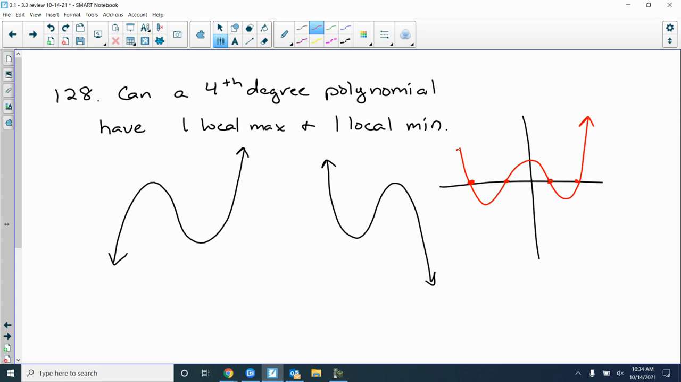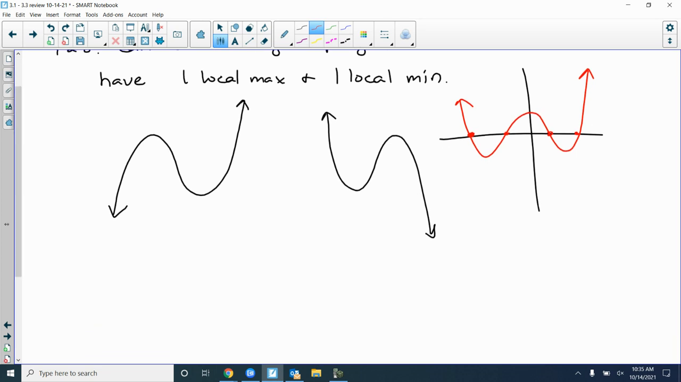So technically, I could get 2 mins, right, in a max. So there's different scenarios. I like if you draw out the situation, then you can talk about that without maybe missing a scenario. Okay, for that one. In this case here, it has to be an odd degree. It has to open in opposite directions, so it has to be an odd degree. So no way it can be 4th degree.